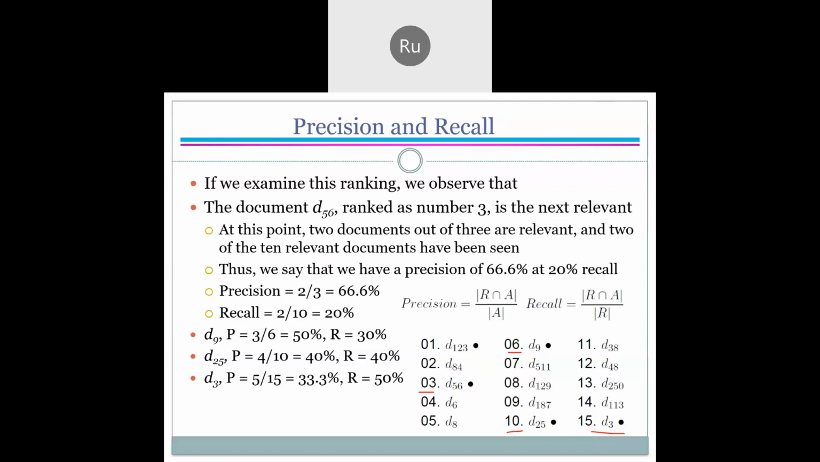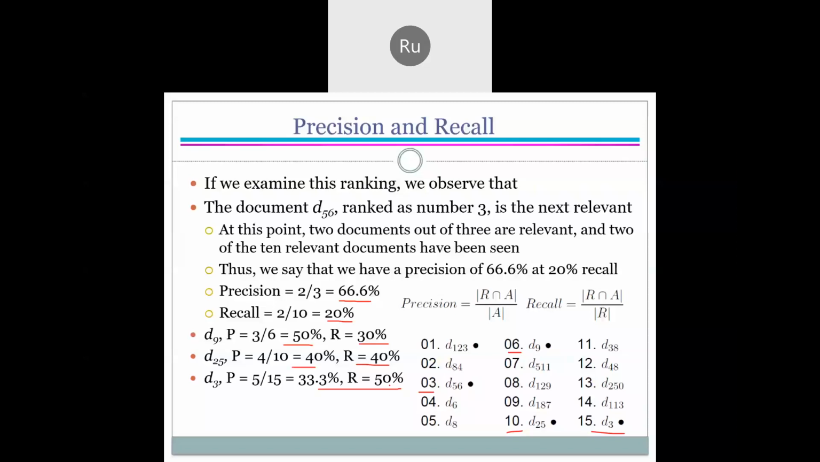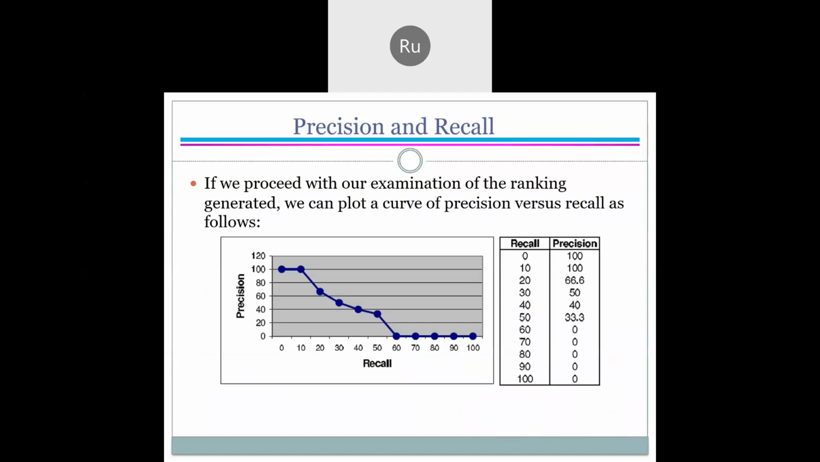So we know that based on here, the first recall is 10, and the precision is 100. Then when the recall is 20, the precision is 66.6. When the recall is 30, the precision is 50. When the recall is 40, the precision is 40. When the recall is 50, the precision is 33.3.